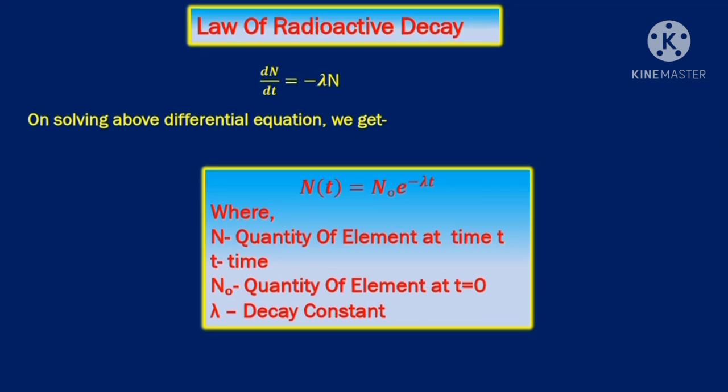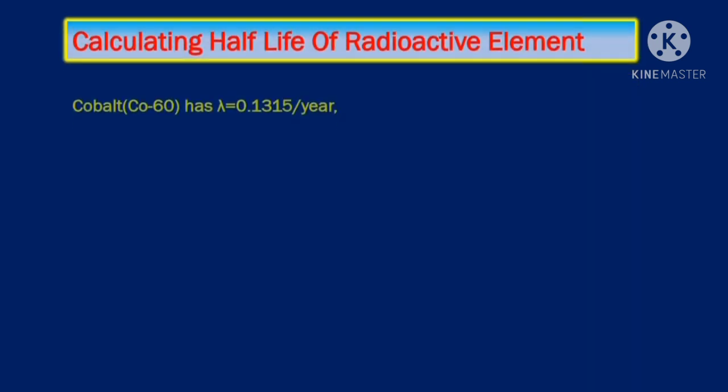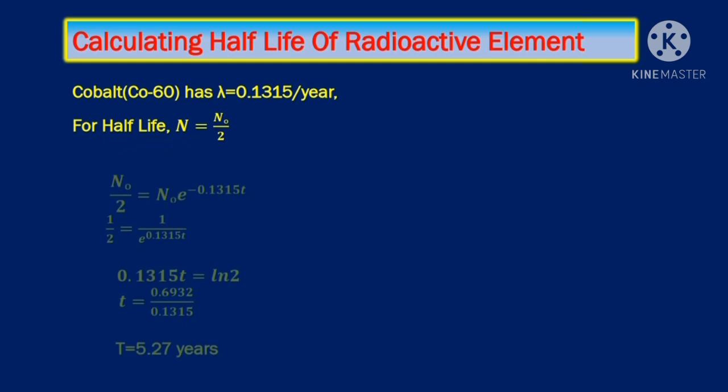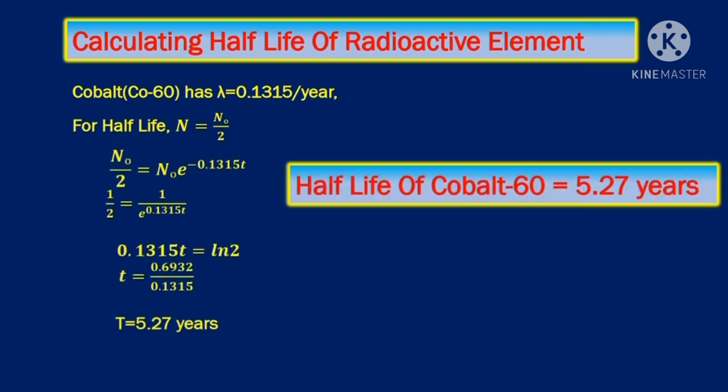One use of this equation is to find the half-life of radioactive elements, which is nothing but the time that is required for half of the atoms in the sample to decay. So here we have cobalt, which is a radioactive element, and friends, its half-life can be found out to be 5.27 years using appropriate values in the equation.